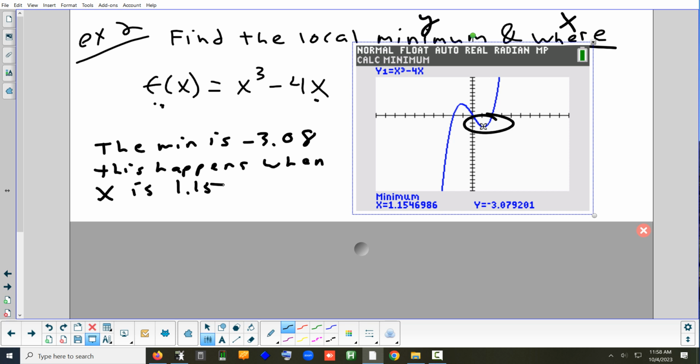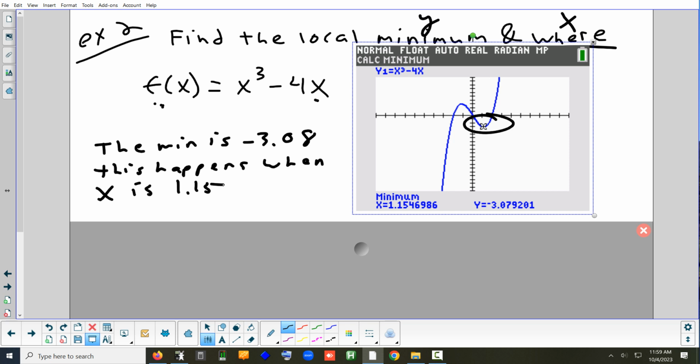And maximum, I think in this problem, the minimum and maximum are like mirror images of each other. I think it's negative 1.15, positive 3.08. But you answer the question the same way. So just remember, minimum is the y value. Where it occurs is the x value.